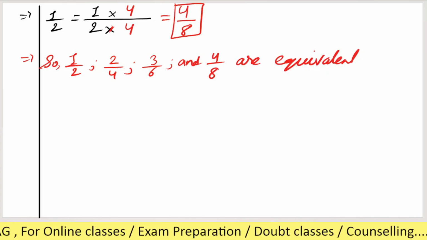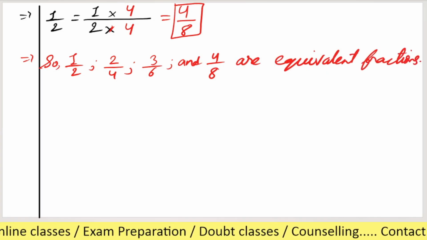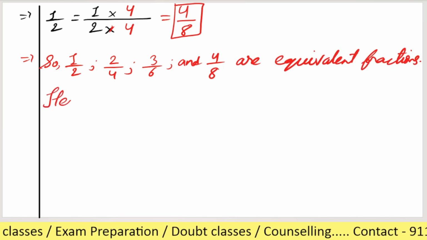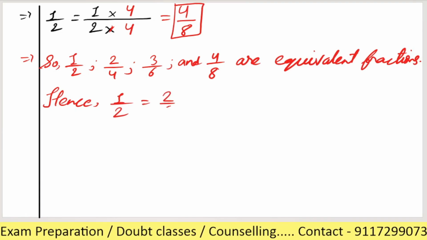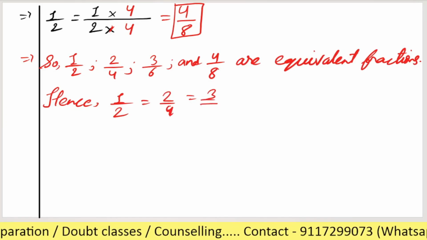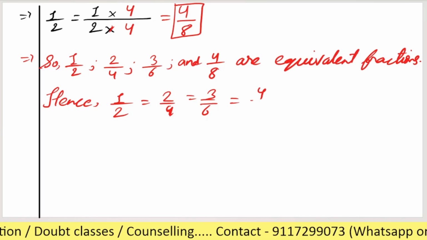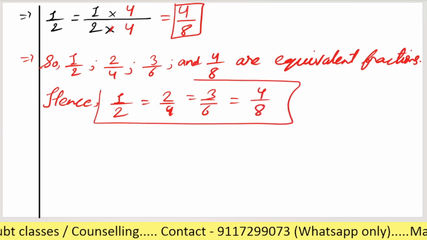Equivalent fractions. Is it clear? So here we will write, hence 1 by 2 will be equal to 2 by 4, and it will be equal to 3 by 6 and it will be equal to 4 by 8. Is it clear now?